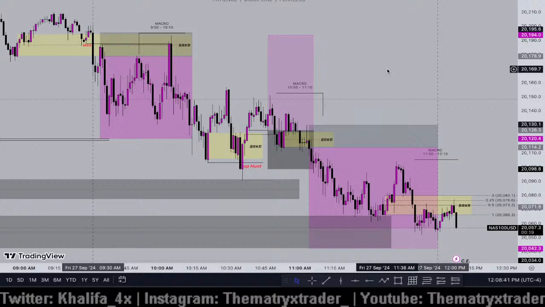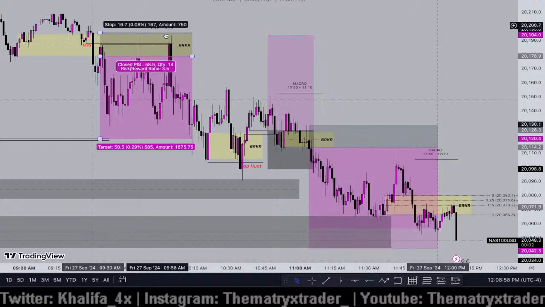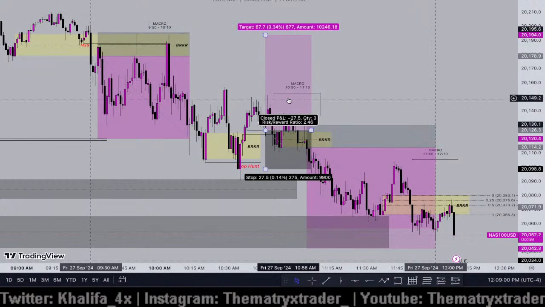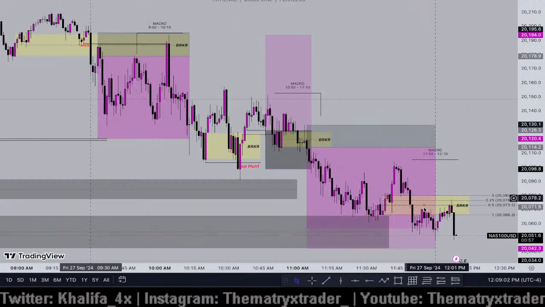I'm expecting to see your profit screenshot, folks, if you were in this trade. See, I give you this macro trade, and again this macro trade.